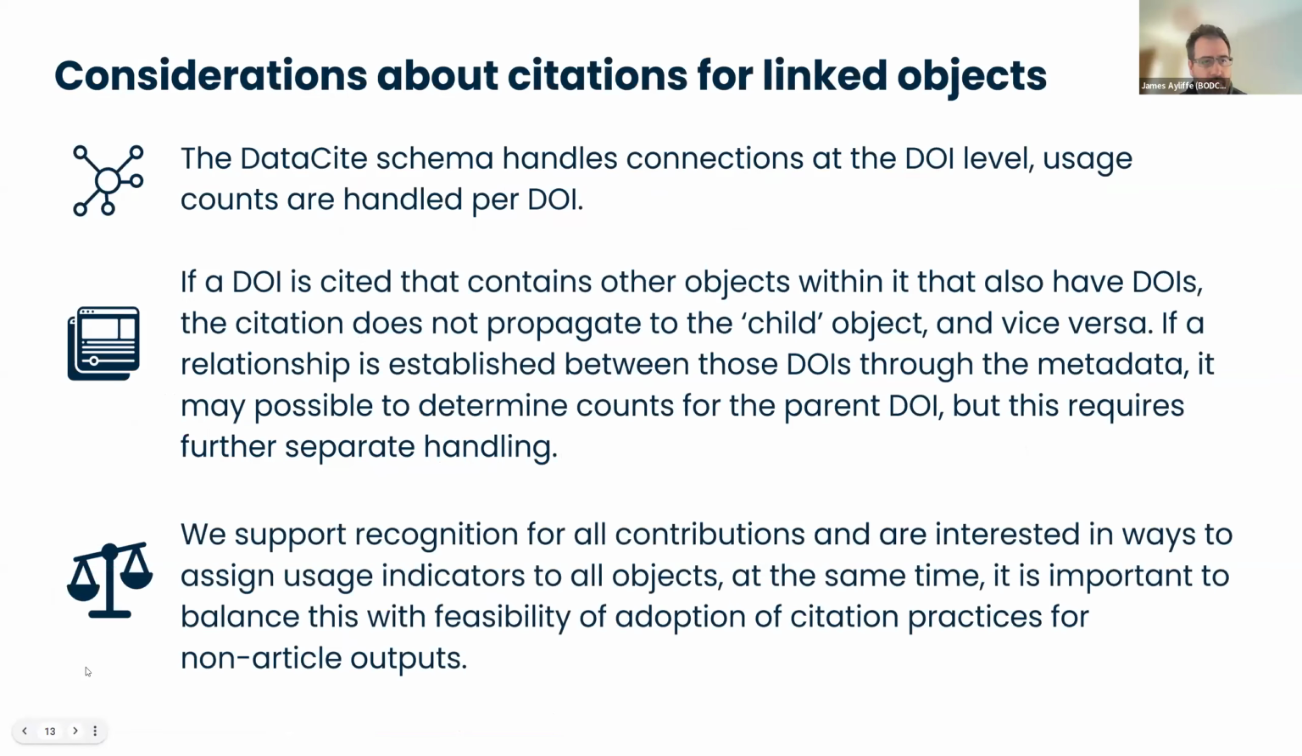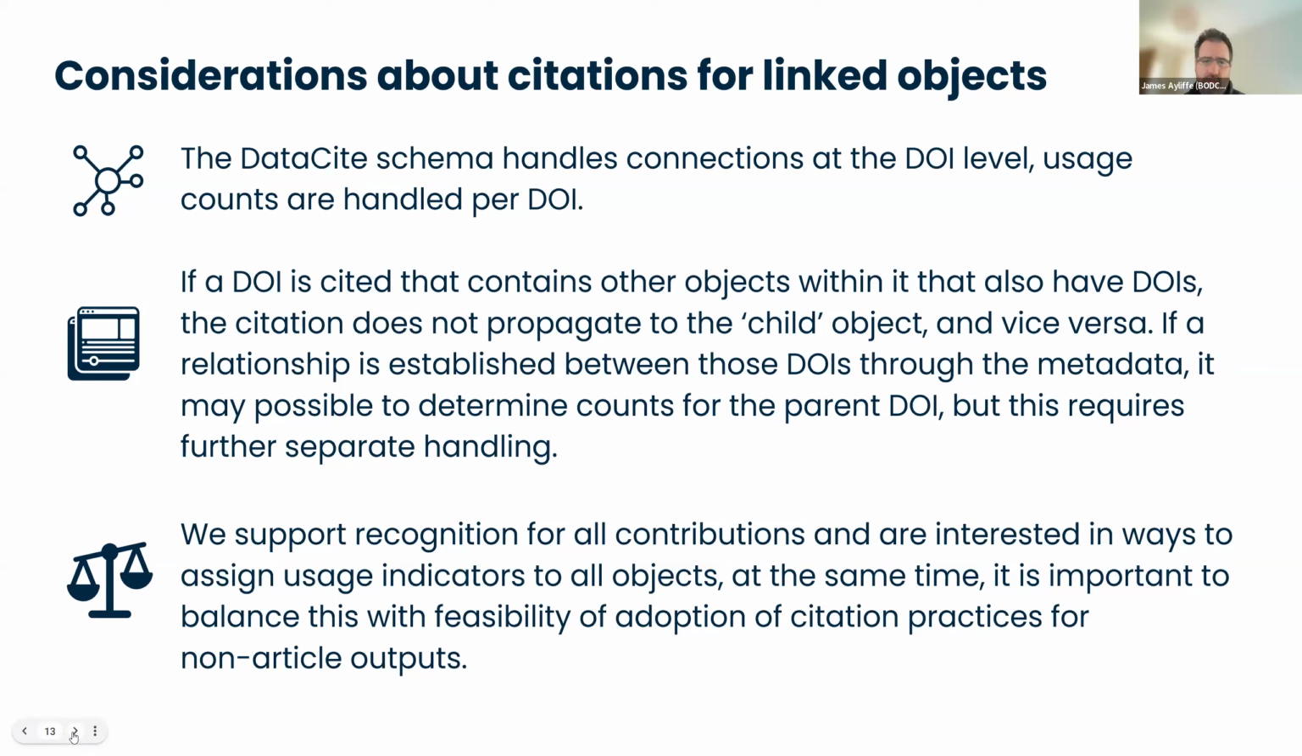Next slide. So the considerations about citations for linked objects. The DataCite schema handles connections at the DOI level, so usage counts are handled per DOI. If a DOI is cited that contains other objects within it that also have DOIs, the citation does not propagate to the child object. And this is where the complex citations element is really powerful in trying to get the citation through to those child linked digital objects and the appropriate objects.